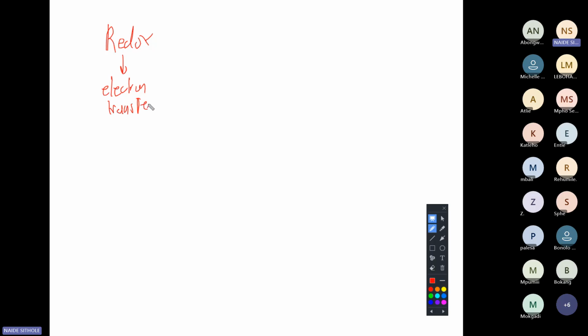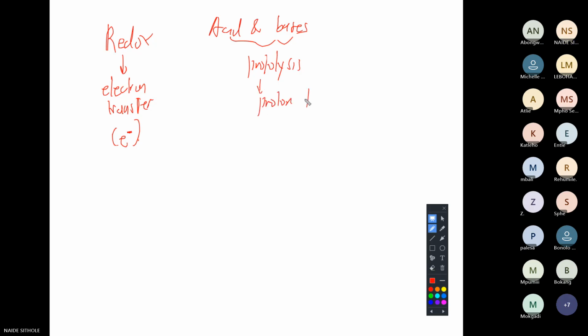But then when we come to acids and bases, another word for acids and bases is what we call protolysis. Protolysis is what? Proton transfer. That's the difference. Both of them are reactions.